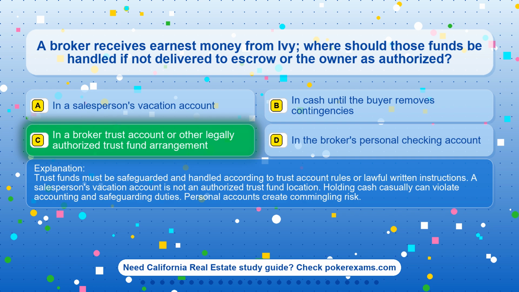A salesperson's vacation account is not an authorized trust fund location. Holding cash casually can violate accounting and safeguarding duties. Personal accounts create commingling risk.